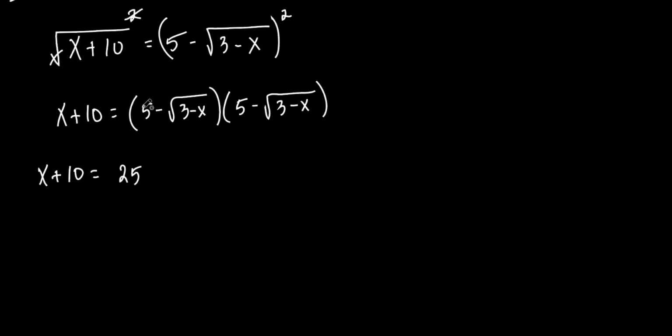Let's do the outside. What's the outside? 5 times negative. Let's write it down. Okay, so it's positive 5 times a negative, which is negative 5, what? Square root of 3 minus x. See, that's the outside terms. What about the inside? It's another negative 5 square root of 3 minus x. Everybody see that?